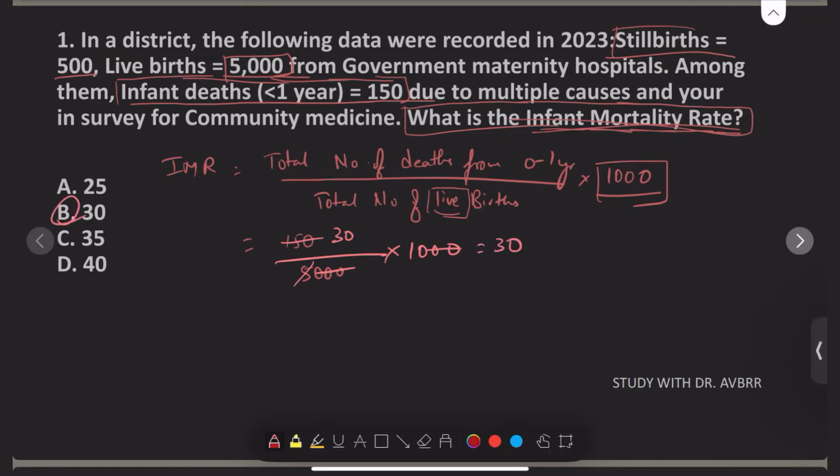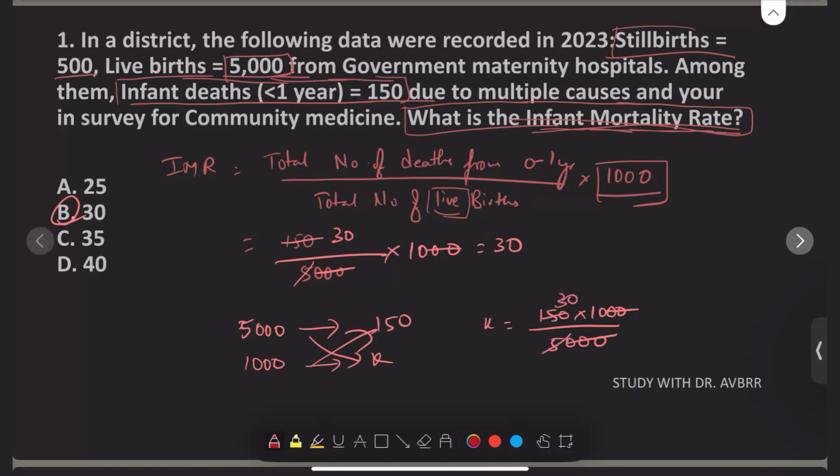But in case you don't remember the formula, you can also use this method. I think many of us already know, and I have already told you in the last session's video. In the question, there were 5,000 live births and 150 infant deaths, right? So for 1,000, how much? You just need to cross multiply. X is equal to 150 into 1,000 by 5,000. You'll still get the answer.